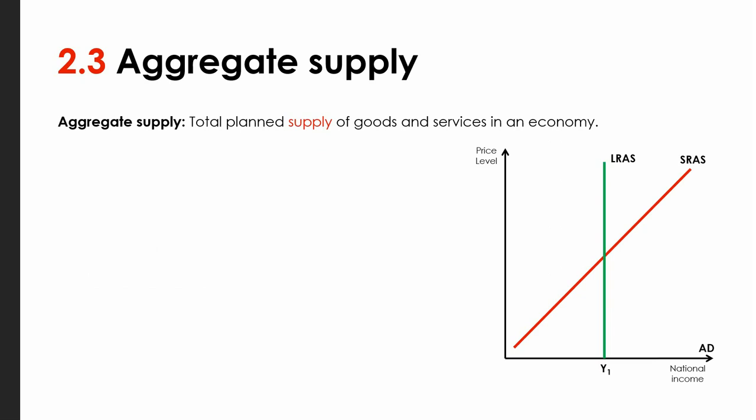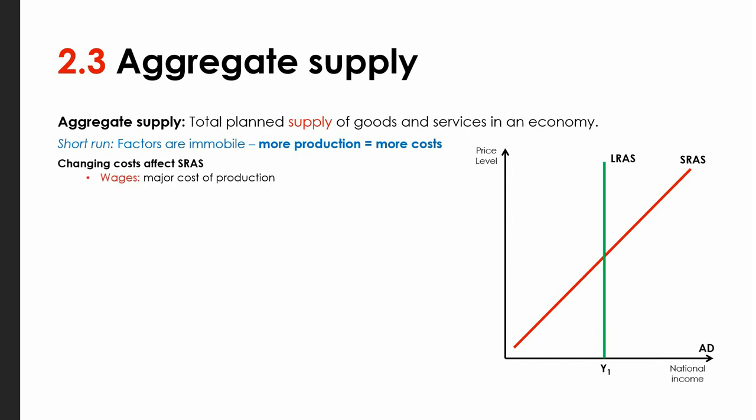Aggregate supply we break into short run and long run. In the short run, our factors of production are immobile. That means there's unused factors of production, so we can produce more, but it's going to be more and more costly to do so. The big thing that affects short run aggregate supply are costs of production. So higher costs of production mean less short run aggregate supply.